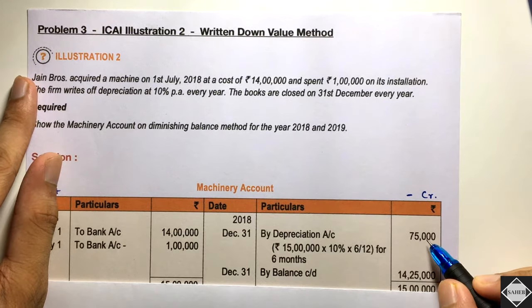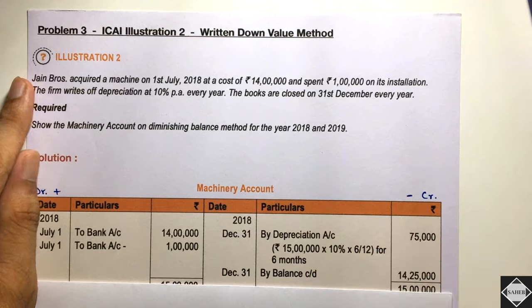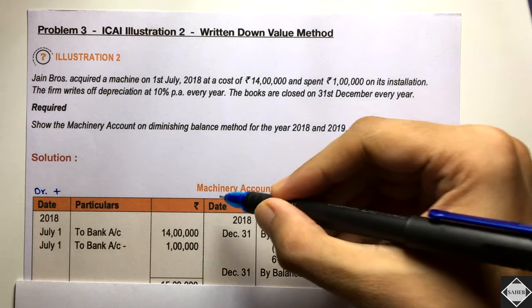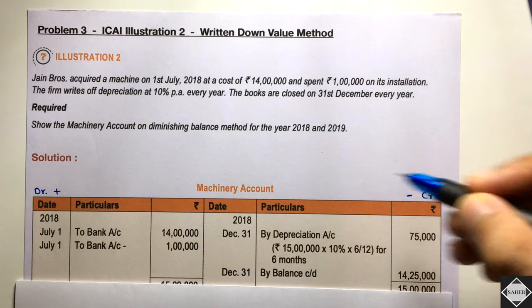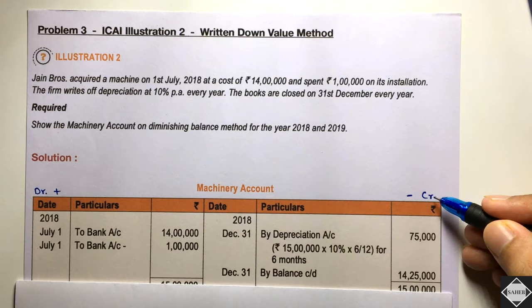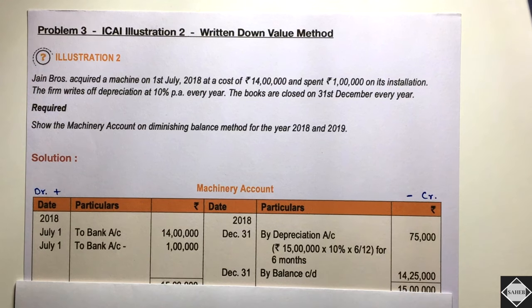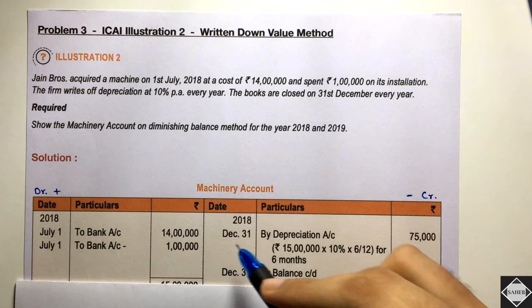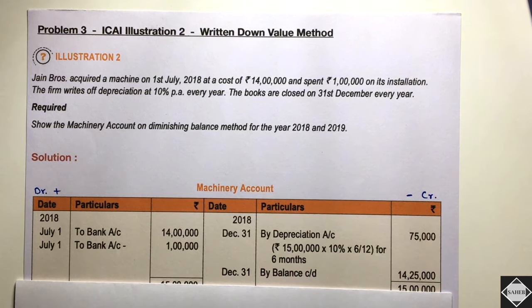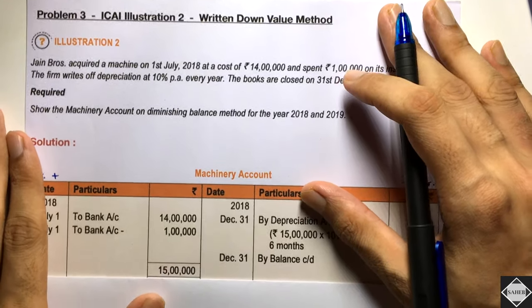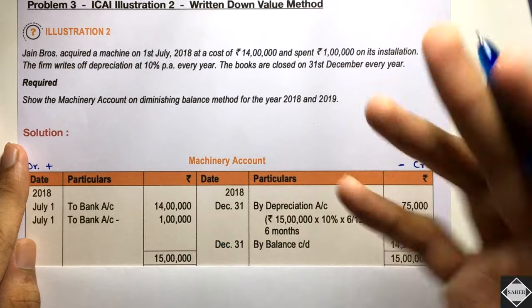Okay, 75,000. So now, what's the logic of this posting? Because of depreciation, there is a reduction in the value of an asset. You all know that. So machinery is getting credited. Machinery value is decreasing because of depreciation, by depreciation account, 75,000. And this has happened on December 31st. Clear, simple and straightforward. And then what will you do? Nothing else. No other transaction. So you will close and balance the account.